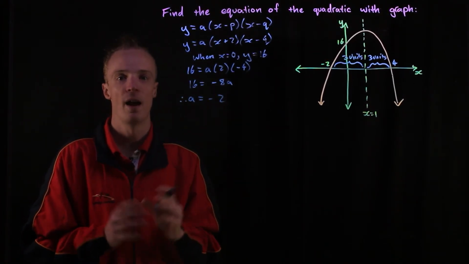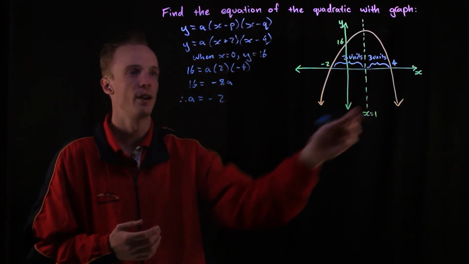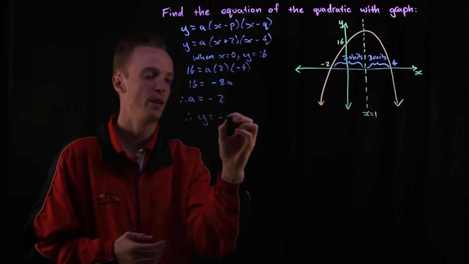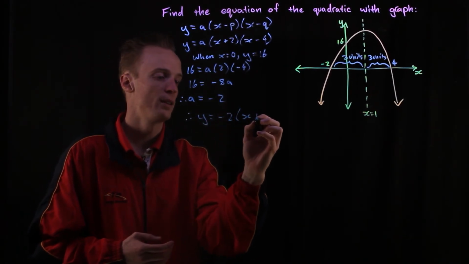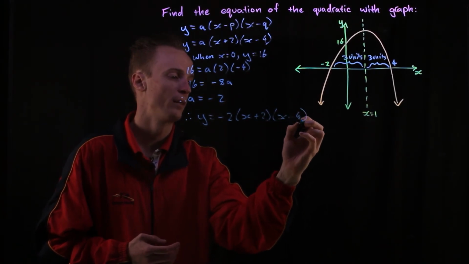So now I've determined what my a value is, I can just state what the equation of this quadratic actually is. So therefore, the equation is y equals negative 2, (x plus 2) in brackets, and (x take 4) in brackets.